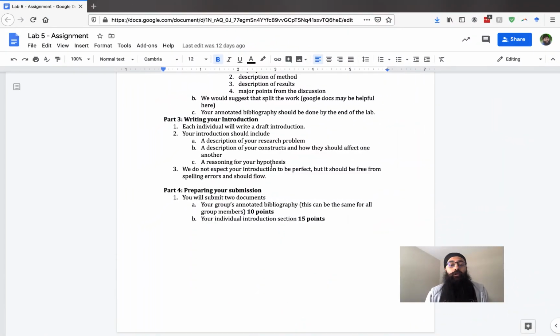The last component of this lab assignment is writing an introduction. On Canvas, I will post some resources on how to write a good introduction. I don't expect this introduction to be perfect, but I do expect it to be devoid of grammar errors and spelling errors. Your introduction should include a description of your research problem, a description of your constructs and how they should affect one another, a reasoning for a hypothesis, and should be in APA style completely.